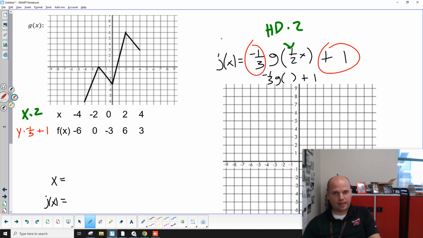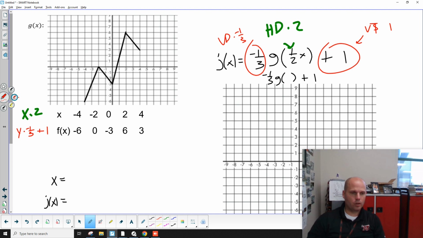This is a vertical dilation by a factor of negative 1/3, just like expected, or it's a vertical dilation by a third and a vertical reflection. This is a vertical shift, or vertical translation, of 1. Okay, that's it.